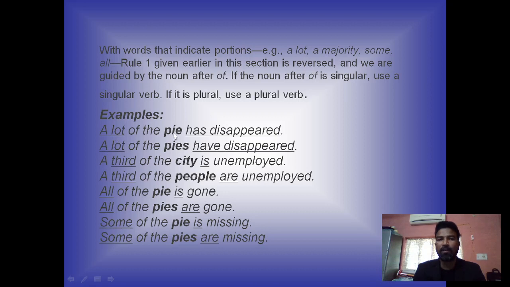A lot of the pie has disappeared. A lot of the pies have disappeared. Depending upon the object, we have used singular or plural. Check out a few more examples here. A third of the city is unemployed. A third of the people are unemployed. People is plural, therefore are unemployed. City is singular, therefore is unemployed.